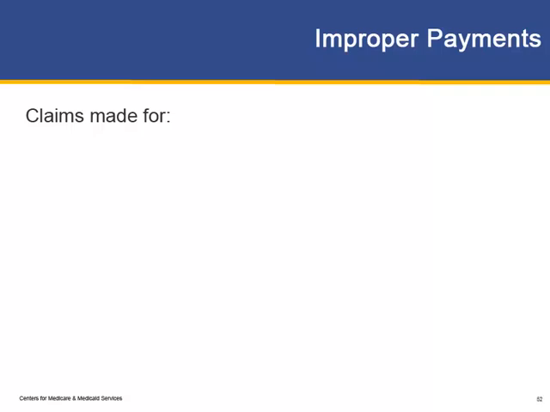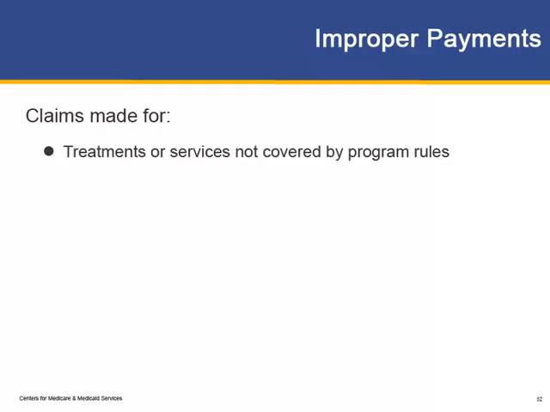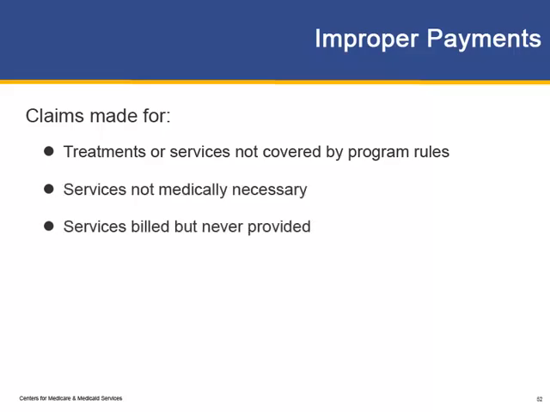The Government Accountability Office defines improper payments as those made for treatments or services that were not covered by program rules, that were not medically necessary, or that were billed for but never provided. In 2014, Medicaid improper payments totaled approximately $17.5 billion, or 14% of all government improper payments.